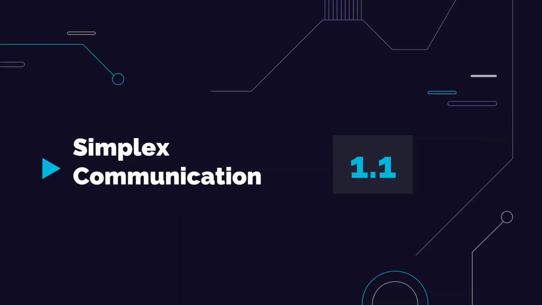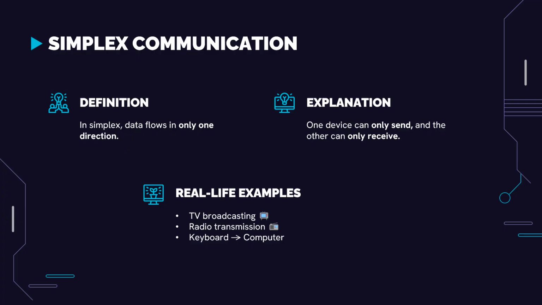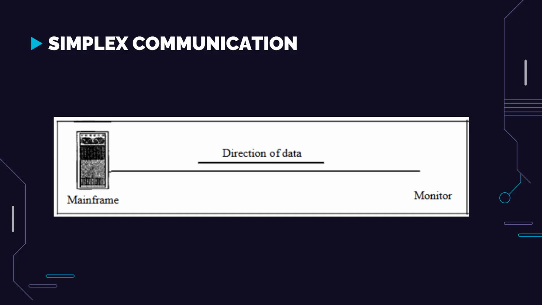Let's learn simplex communication. In simplex, data flows in only one direction, meaning one device can only send and the other device can only receive. The real-life examples are TV broadcasting, radio transmission, and keyboard to computer. When you watch TV, you receive signals, but you cannot send anything back to the TV station. This is simplex communication, as you can see in the block diagram.